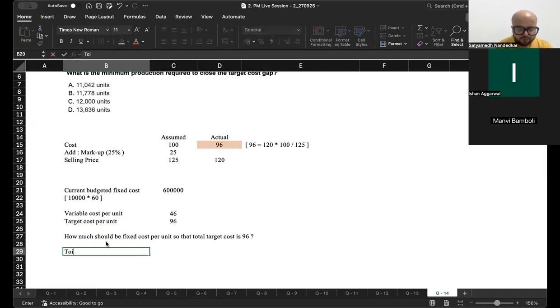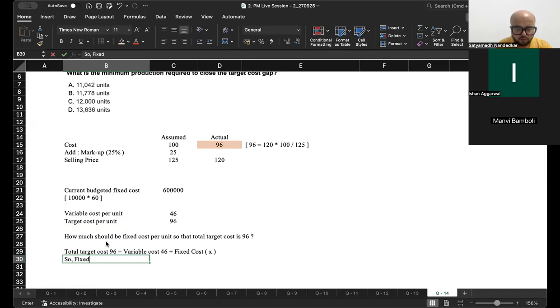So total target cost 96 is equal to variable cost 46 plus fixed cost. We don't know. So fixed cost should be 96 minus 46, that is 50. Okay.